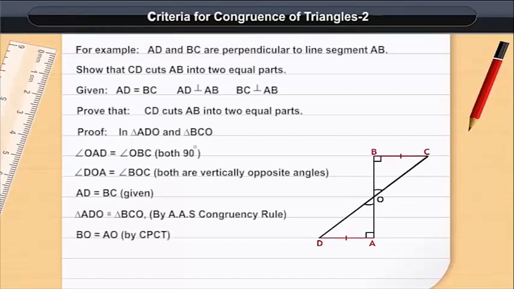This means that BO is equal to AO by CPCT. Thus, CD cuts AB into two equal parts by CPCT.